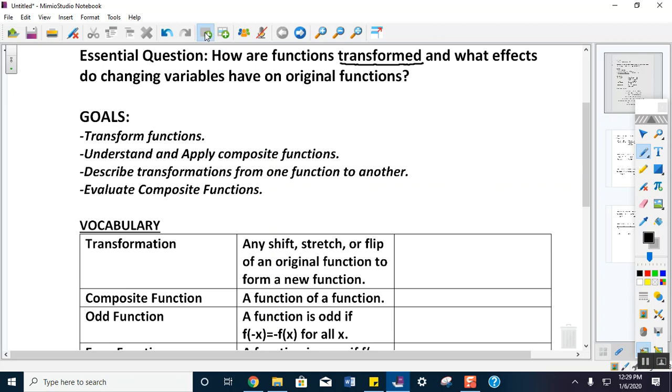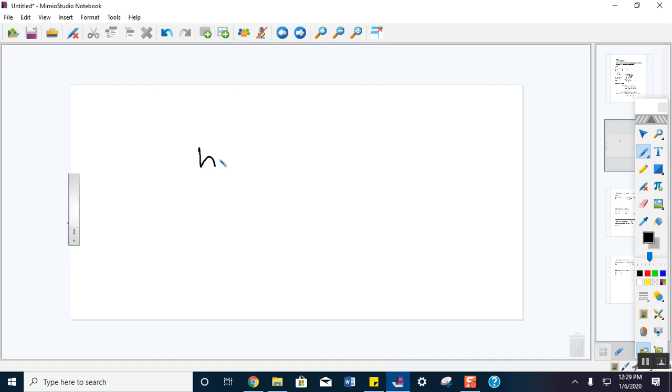Let me ask you this question. Have you seen this form written before? Read that as h of x. So a composite function would be something like this. What's g of h of x? A function of a function. Yeah, we're doing a function of a function. Composite functions are functions of a function.